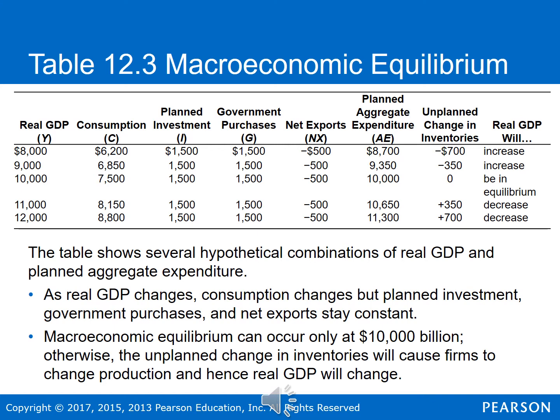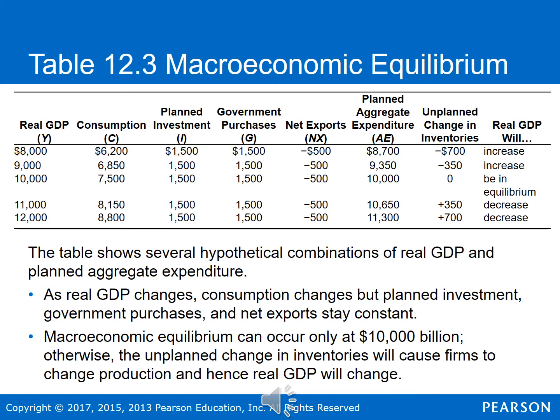Now let's look at the last row. Let's say the GDP is $12,000 billion. What's going to happen here is we're going to have consumption of $8,800 billion. So the total planned aggregate expenditures, when we add up consumption, planned investment, government purchases, and net exports, is going to be $11,300 billion. Because our planned aggregate expenditure is less than GDP, inventories are going to increase by $700 billion. There are going to be some goods left over in inventories.